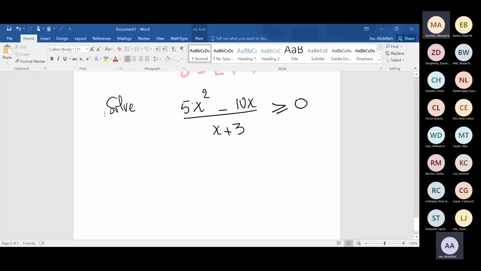In order to find the zeros of the numerator, what do you have to do first with the numerator? Factor the numerator. Thank you very much. If you don't have it factored yet, you have to do the factoring yourself. How can we factor the numerator? Take out 5x. Thank you. GCF 5x, parentheses, x minus 2, over x plus 3, greater than or equal to 0.